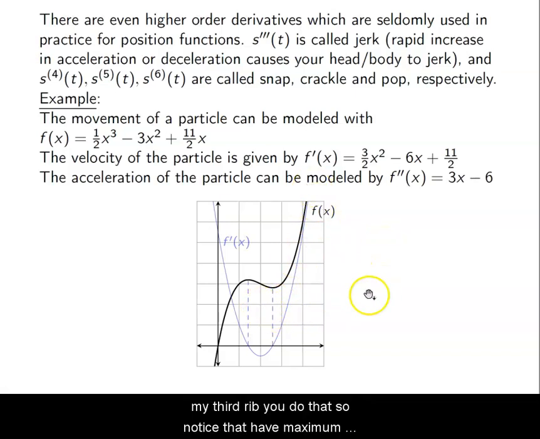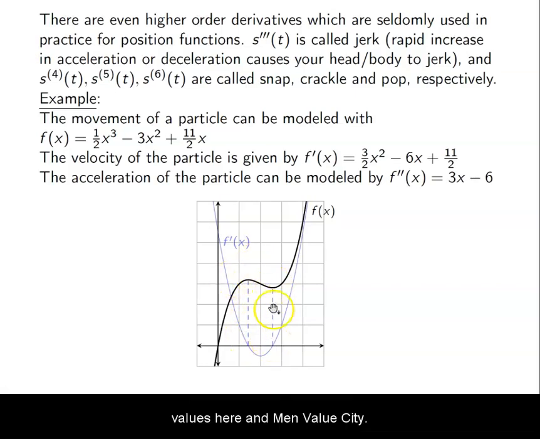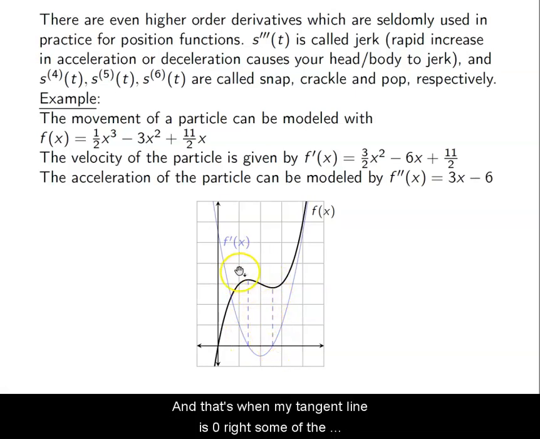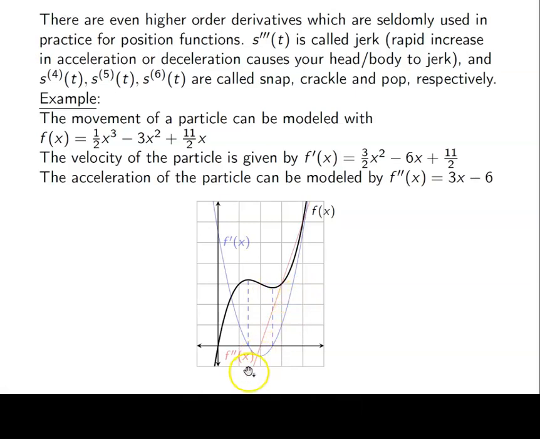My third derivative, oh, sorry, before we do that. So notice that I have maximum values here and min values here, and that's when my tangent line is 0, right? So when the tangent line is 0, my derivative function is 0. That is when I have a local maximum and a local minimum value, okay? Here my second derivative is just a linear function. You notice that for my second derivative, when it has a horizontal tangent line of slope 0, my third derivative is also 0 as well.